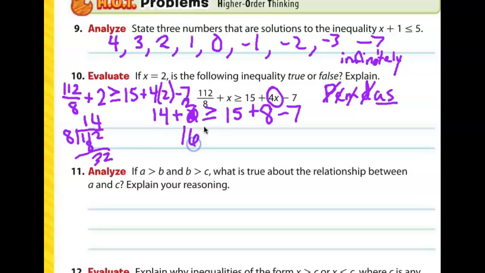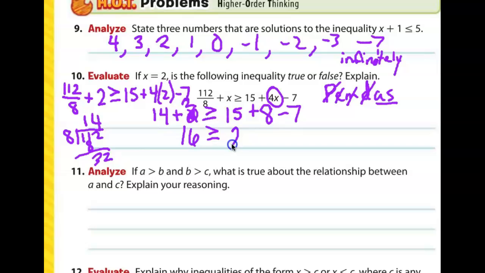That's correct. That's 16. 16 is greater than or equal to. Now, what is 15 plus 8? I know it's real tempting to do 8 minus 7, but we have to do left to right. What is 15 plus 8? Go ahead and answer that for me, please.